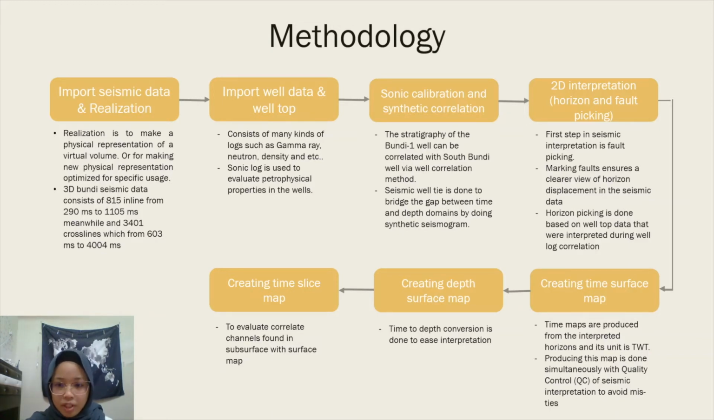Moreover, creating time surface map. Time maps are produced from the interpreted horizons and its unit is TWT. Producing this map is done simultaneously with quality controls of seismic interpretation to avoid misties. Next, creating depth surface map. Time to depth conversion is done to its interpretation. Last but not least, creating time slice map to evaluate and correlate channels formed in the subsurface with surface map.